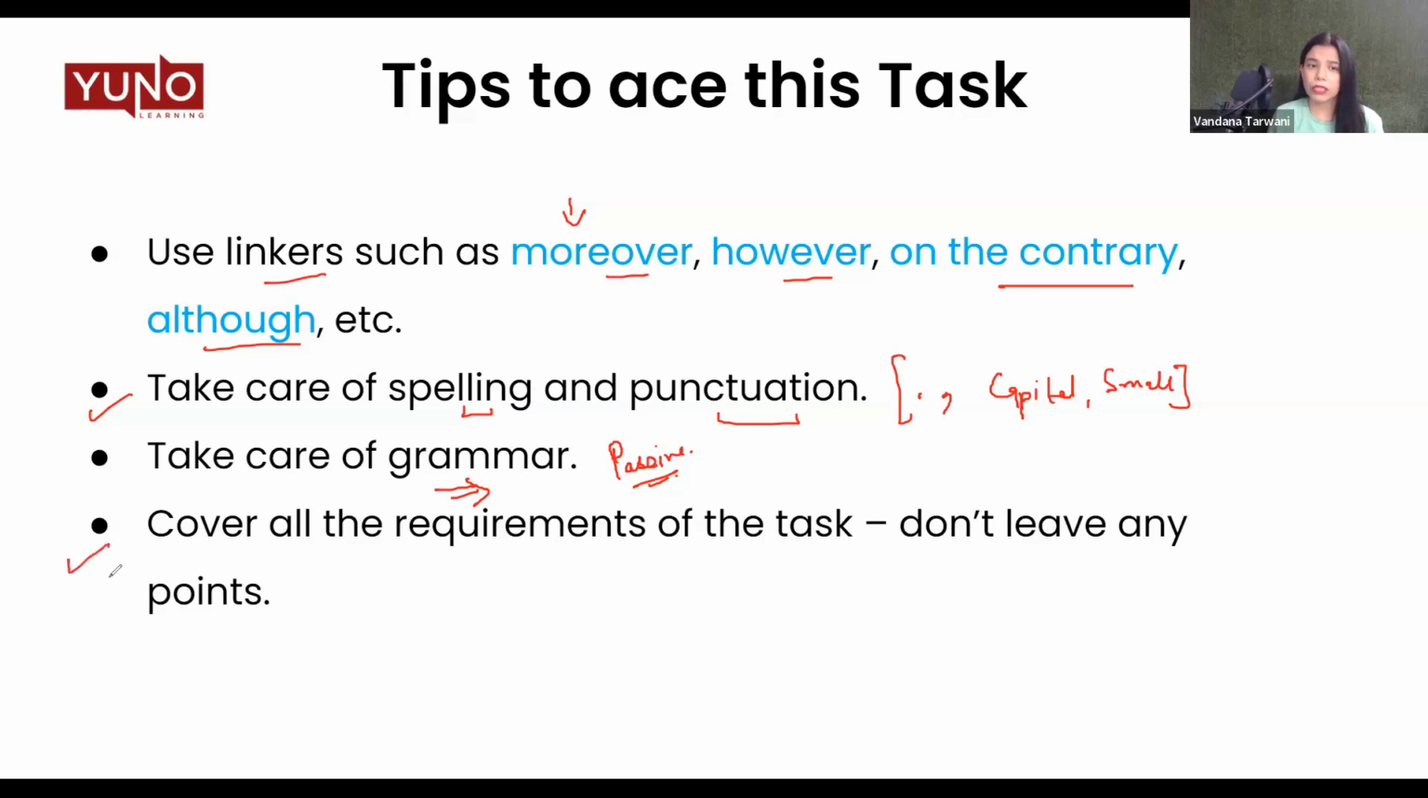And lastly, and most importantly, cover all the requirements of the task. Don't leave any points. I will restate this. Don't leave any points, especially if you are writing a report on a process. You have to talk about all the nitty-gritties. You cannot simply miss a couple of steps. If you do, the task achievement score will go down. You have to elaborate all the nitty-gritties, all the intricacies that you are getting to see in the diagram. So this is something that you should not forget.